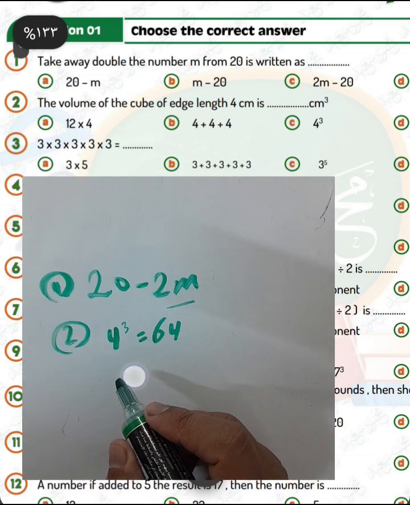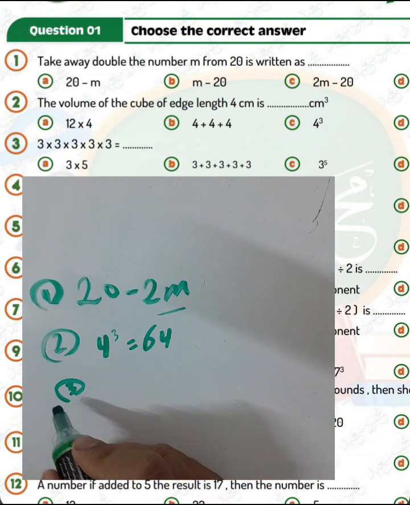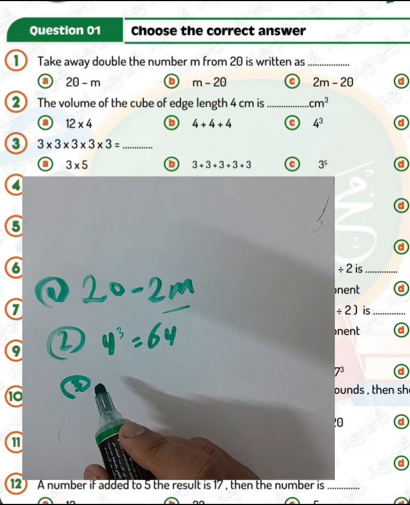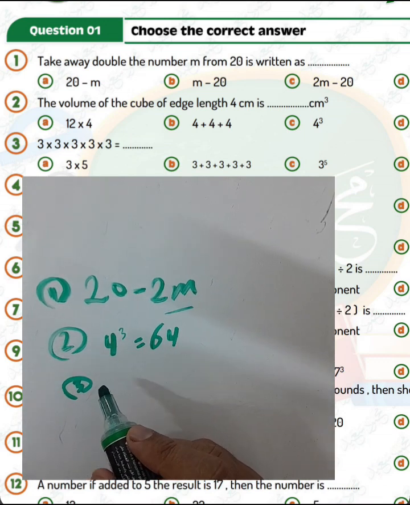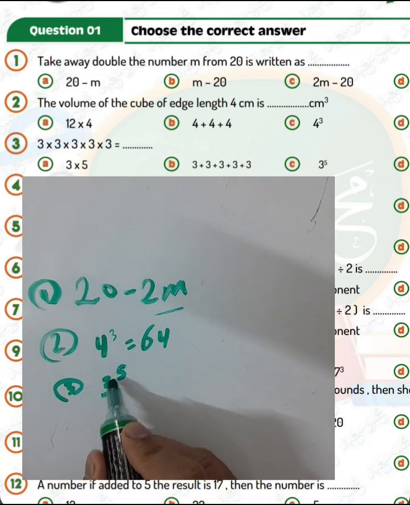Next question, number 3. 3 by 3 by 3 by 3. We have 3 times itself 5 times. It will be 3 power 5. Okay, choose here 3 power 5.